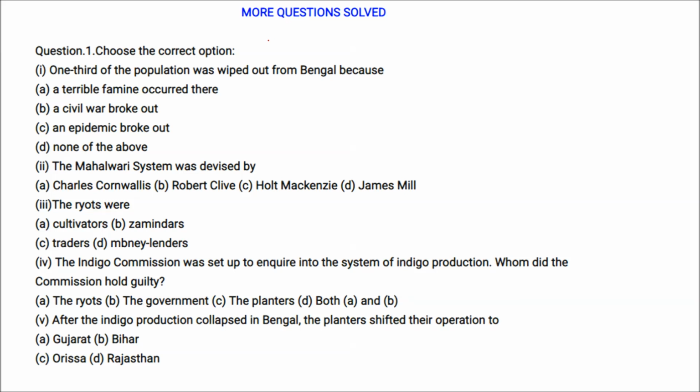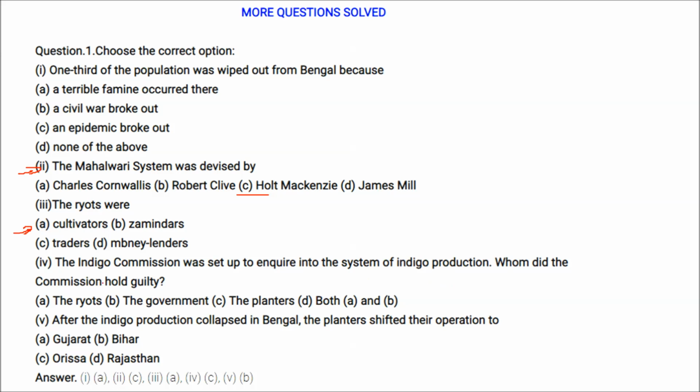There are a few more questions we need to talk about. Choose the correct option. One third of the population was wiped out from Bengal because of the terrible famine that occurred there. Then the Mahalwari system was devised by Holt Mackenzie. The ryots were cultivators actually. The Indigo Commission was set up to inquire into the system of indigo production.